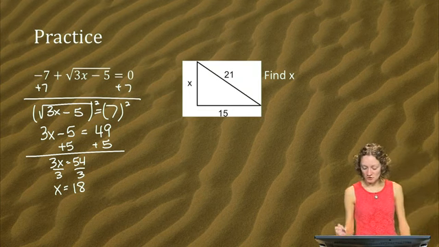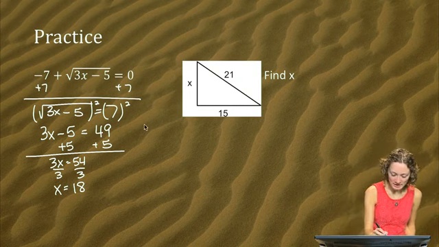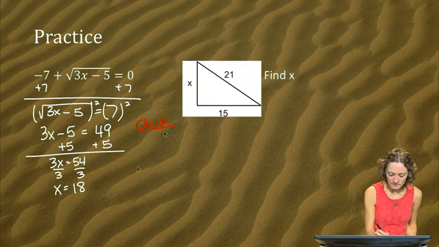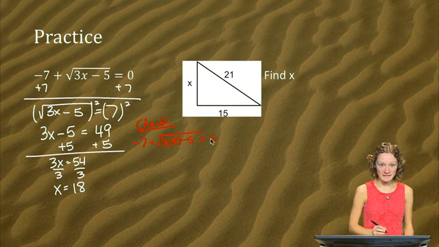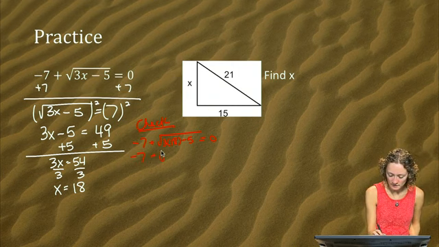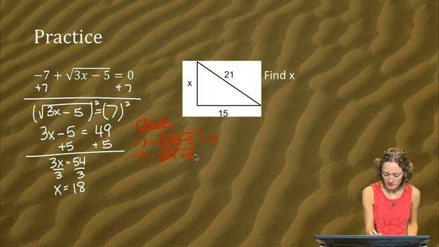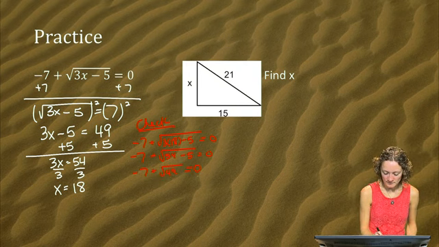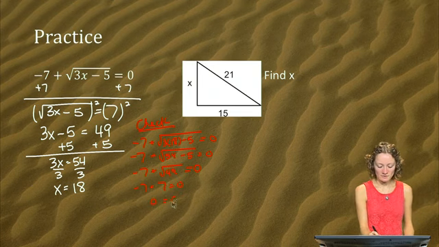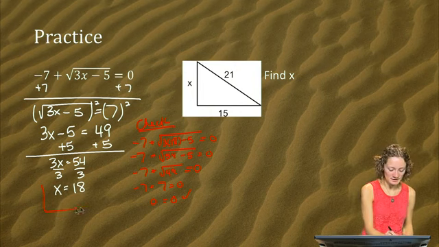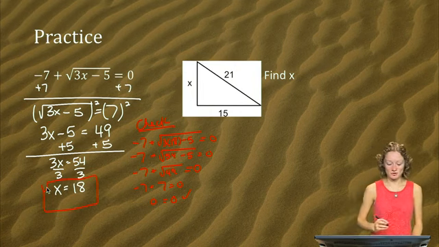This is our proposed solution, so hopefully you made sure to check this back into the initial equation. We plug in 18 instead of x and then verify. 3 times 18, 54. 54 minus 5, 49. Square root of 49 is 7. Negative 7 plus 7, 0. True statement. So x equals 18 is a good solution. Hooray.